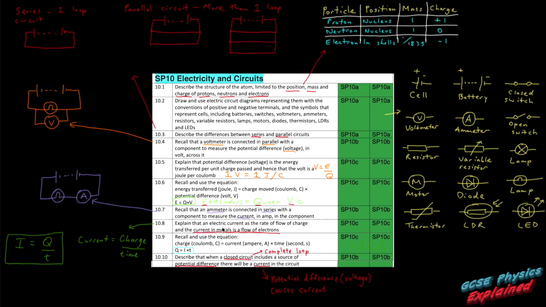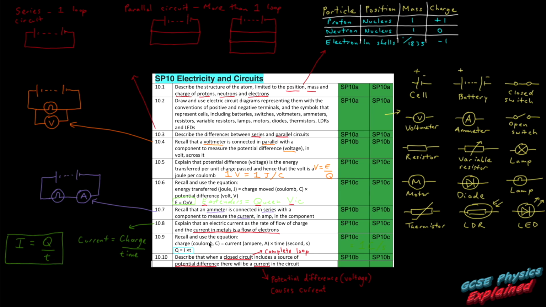10.8. Explain that an electric current is the rate of flow of charge, and the current in metals is a flow of electrons. So current is how much charge you've got divided by time. In other words, it's the rate of flow of charge.